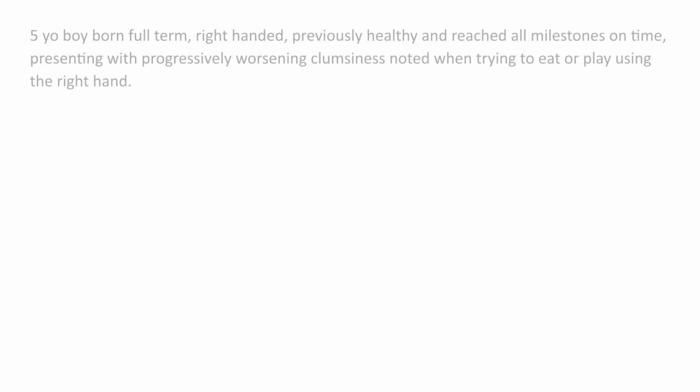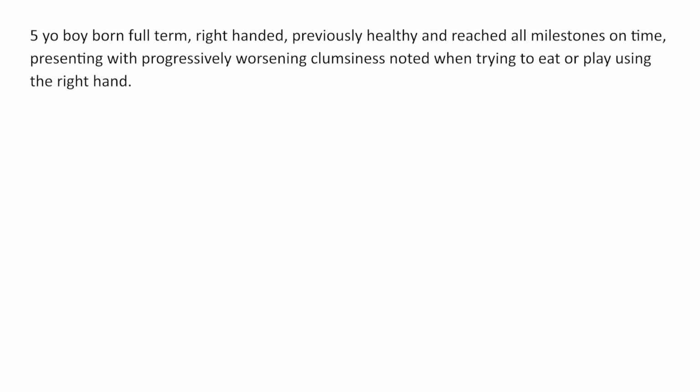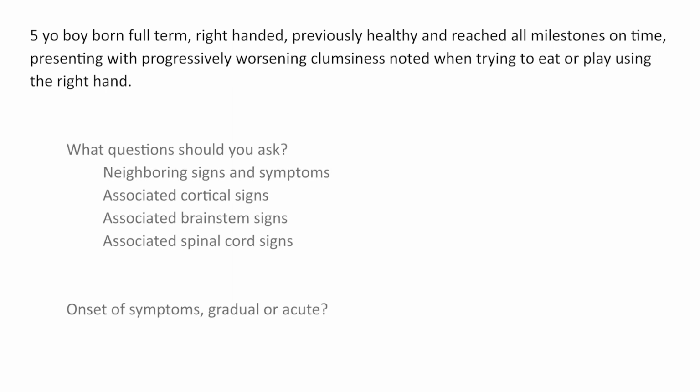Final case, case number 4, a 5-year-old boy that's born full term, right-handed, previously healthy, reached all his milestones on time, presenting with progressively worsening clumsiness noted when he was trying to eat or play using the right hand. So what questions should you ask? Again, we're going to go through the same exercise. So were there associated cortical or subcortical signs, and what was the onset of the symptoms?